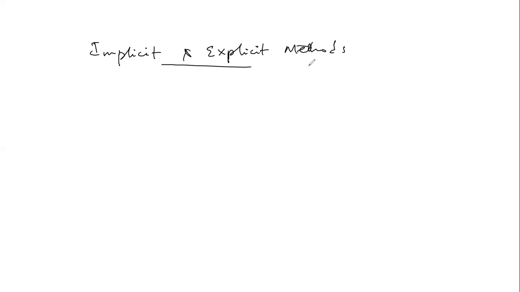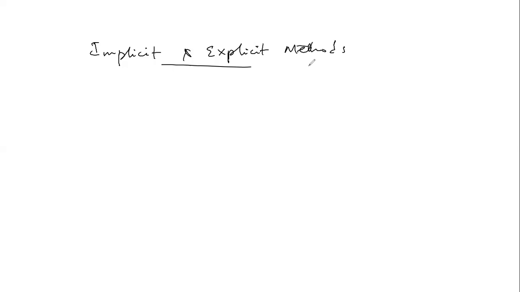Implicit and explicit methods. Okay, now this is it. The implicit and explicit methods are the two fundamental approaches used for solving ODEs. So your Euler method, your Runge-Kutta, your Adams-Bashforth method, they all fall within this implicit or explicit. Okay? And both of them differ based on how they compute the solution at the next time step.